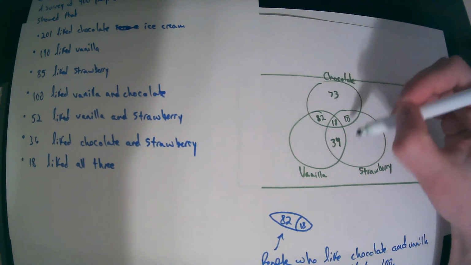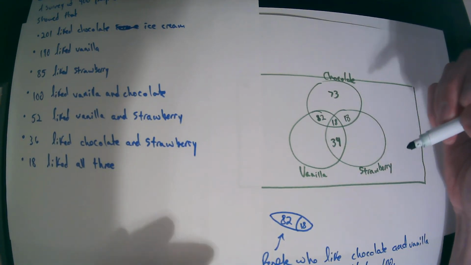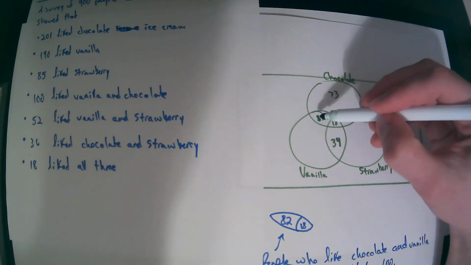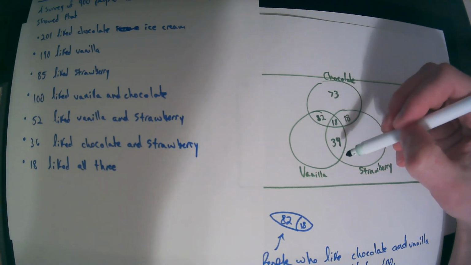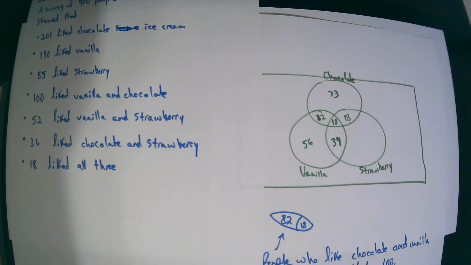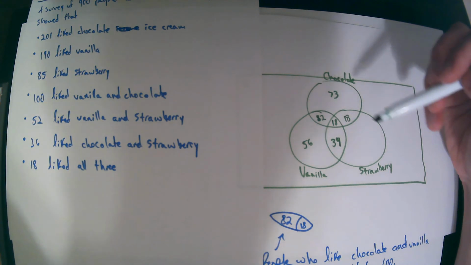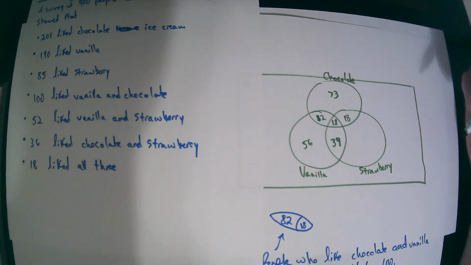All together, this circle, with all these numbers in it, these three and then the missing one, should add to give 190. So let's see, that's 100. So these are 134. So I need an extra 56 out here. So 56 must only like vanilla. So these people strictly like vanilla, not chocolate or strawberry.